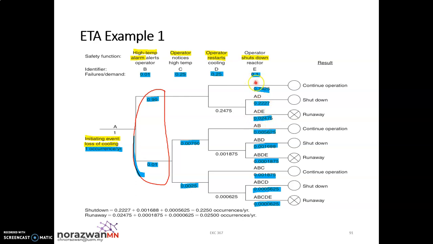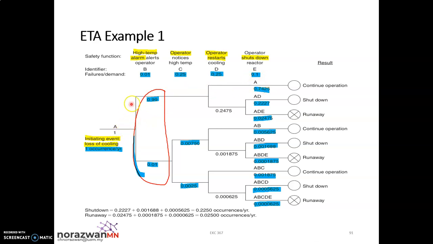Basically, this alphabet is the consequence from this initiating event. As you can see, your initiating event is A. This A will follow through the success branch. From initiating event A, in your first safety function, you have your successful branch. If your branch is successful, you don't need to write the remaining alphabet.